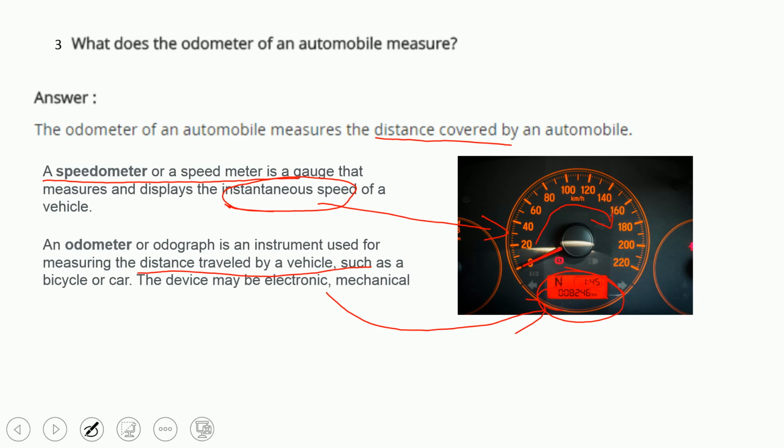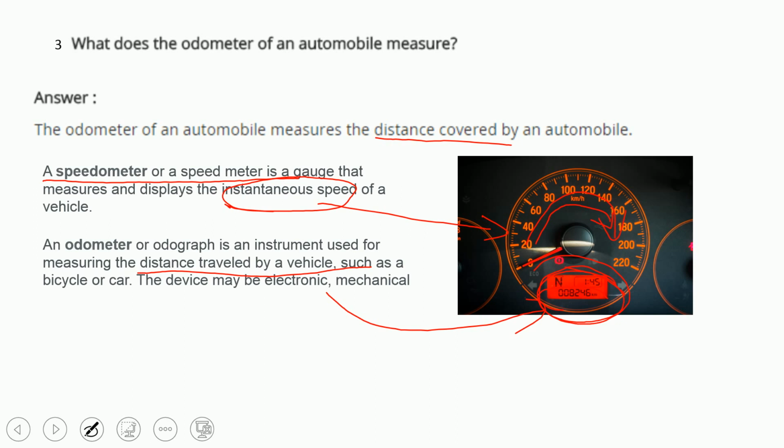Understand? So the odometer, what does it measure? It measures the distance covered by an automobile. Sure? So don't misunderstand. This dial which is showing is a speedometer, but below it we can see how much distance a vehicle has traveled. That is the odometer. Sure?